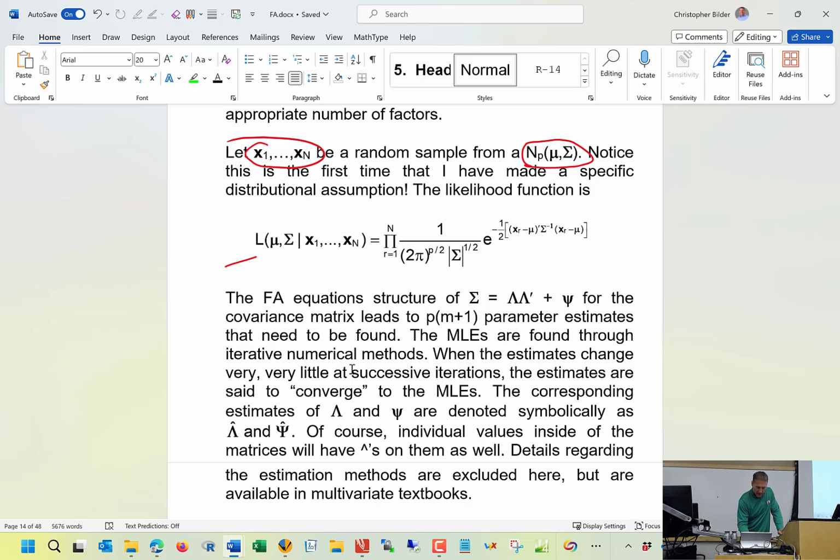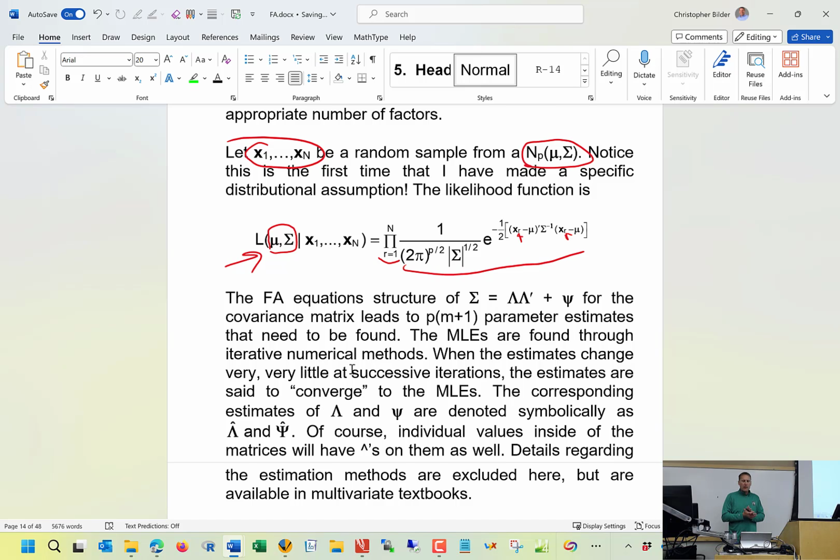And so now my likelihood function becomes this. Here are my parameters. Think of the factor analysis model first written in terms of the x's. I have capital N different observations, so that's why I'm taking the product from r equal 1 to n. And then I just write out my multivariate normal distribution, where I put a little subscript r on the x to represent it is for the rth sample value.